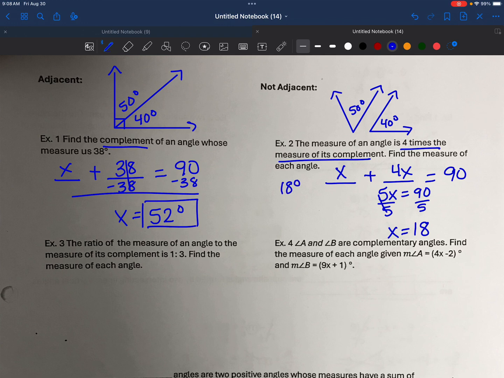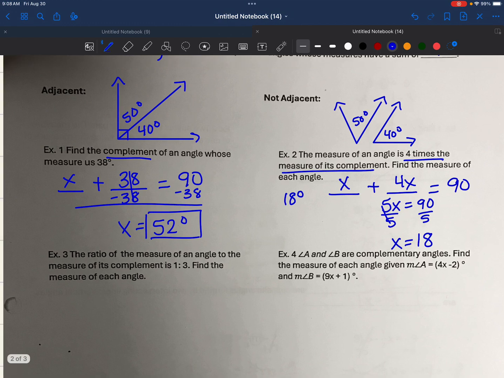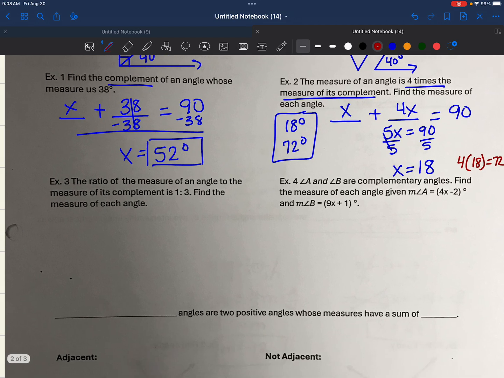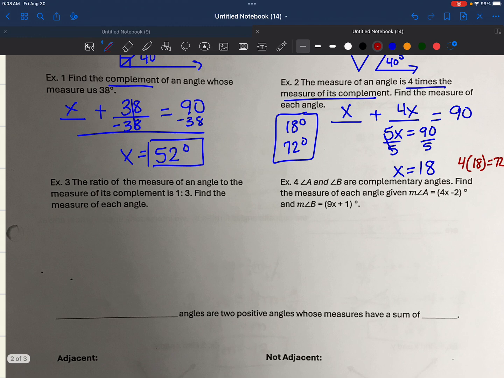Now, it says find the measure of each angle. We have the measure of the first one is 18 degrees. How do I find the measure of the second one? Times 18. Yeah, 4 times 18. Okay, somebody do that in your calculator for me. 72 degrees. Okay. All right.